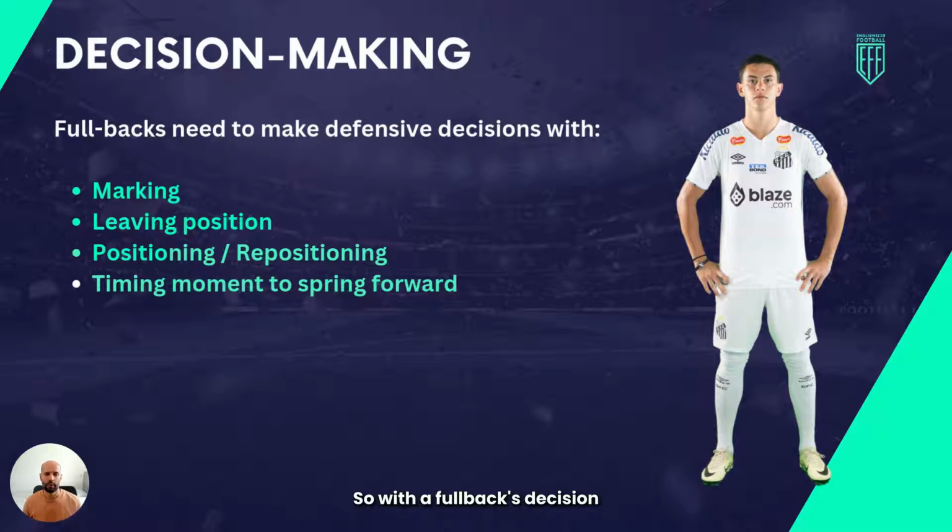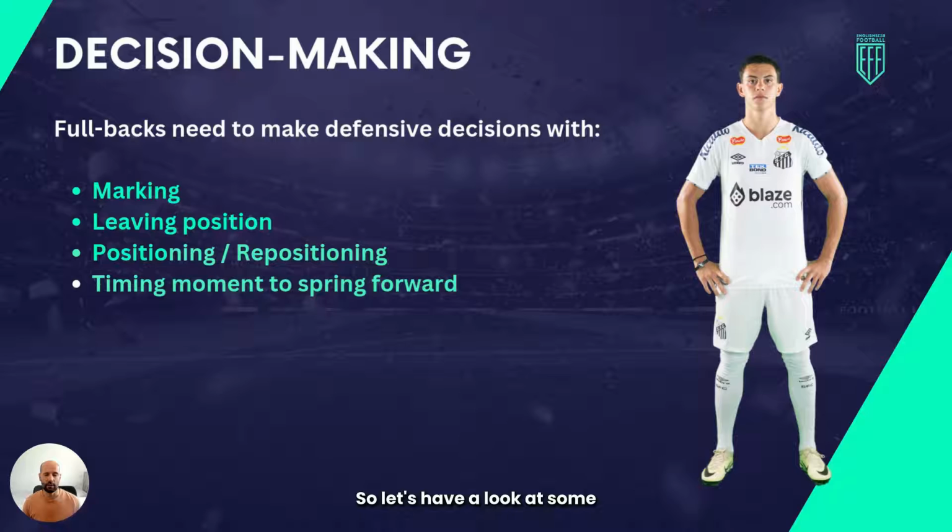With a fullback's decision making, they need to make defensive decisions with the following: marking. We'll look at some phrases for marking. Leaving their position. They need to decide whether they're going to leave their position or stay in their position. They then need to make decisions with positioning and repositioning. Where are they going to occupy? Which space are they going to occupy? Are they going to stay in the defensive line, or get out of the defensive line? And then finally, the timing, the moment to spring forward and attack.